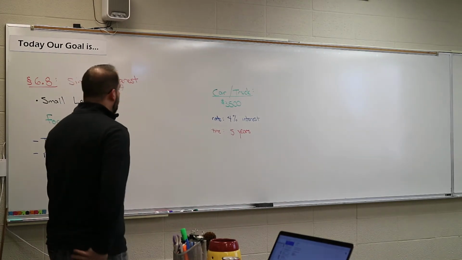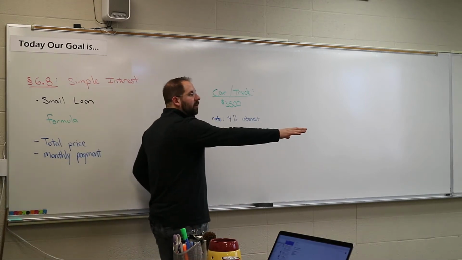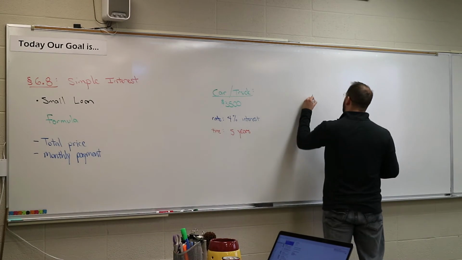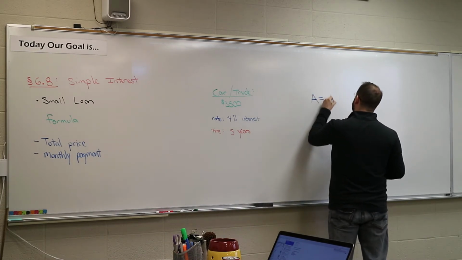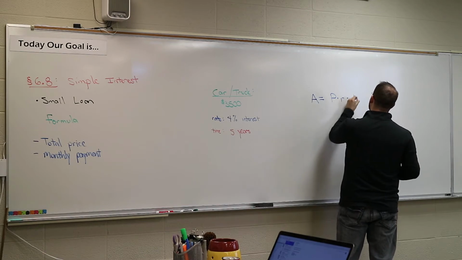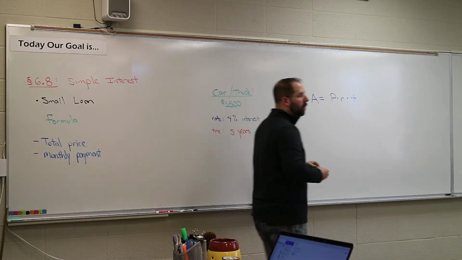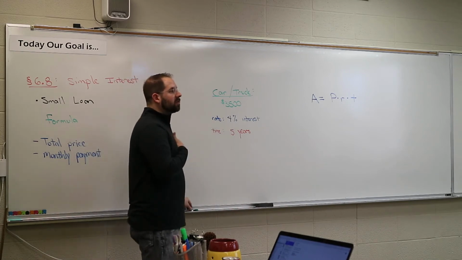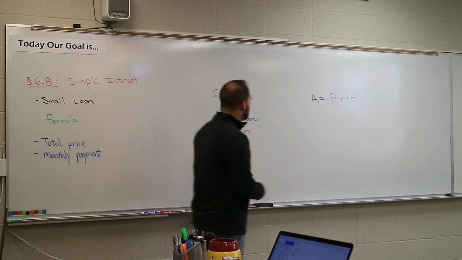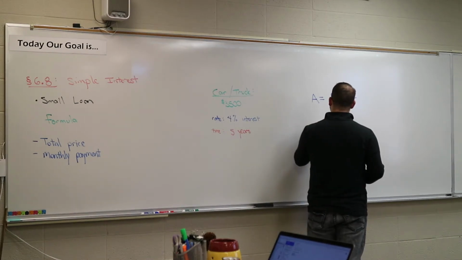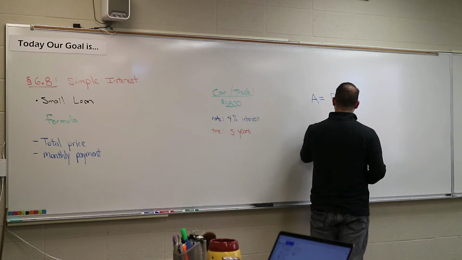Here's the formula I'd like you to have written down in your notes. Hopefully you had this one from yesterday: A equals P times R times T. That was the formula we had yesterday. So if we're doing this loan, the P in this case is the principal amount of money that you're borrowing. This is the principal amount.